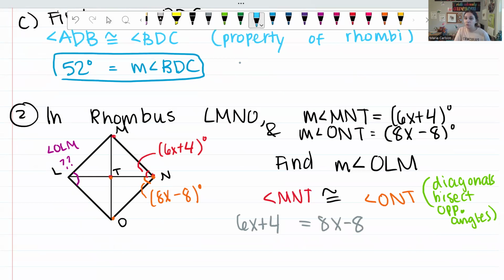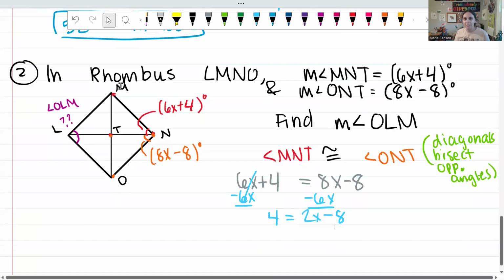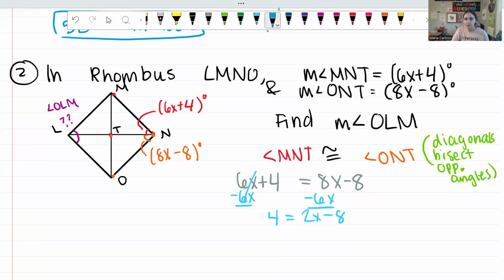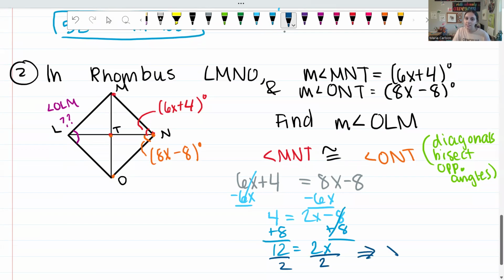To solve here, I'm going to move my x terms together by subtracting 6x from both sides. So I will end up with 4 equals 8x minus 6x, which is 2x, minus 8. And then to remove that minus 8, I will add 8 to both sides to get 12 equal to 2x. And now I can solve further for x by dividing both sides by 2. And this will tell us then that x is equal to 6.